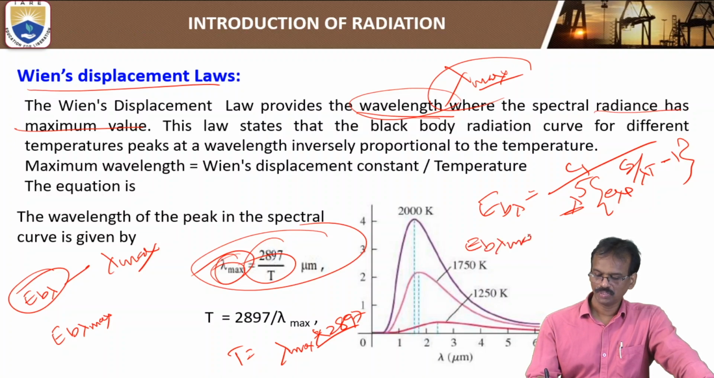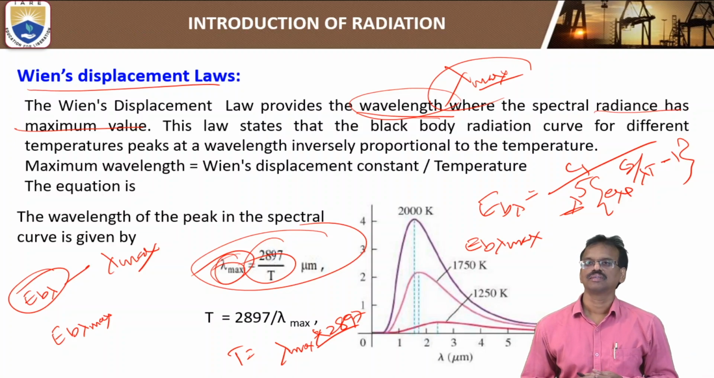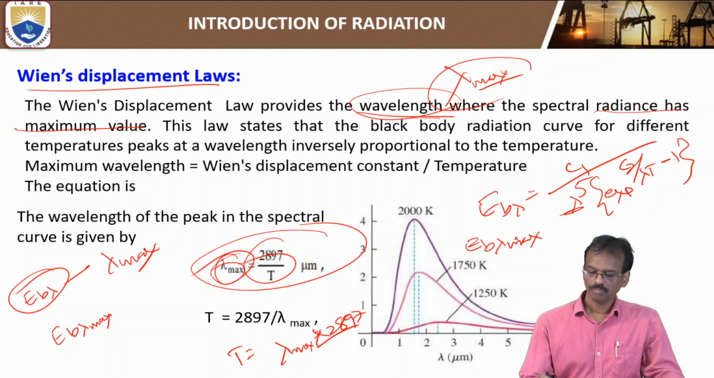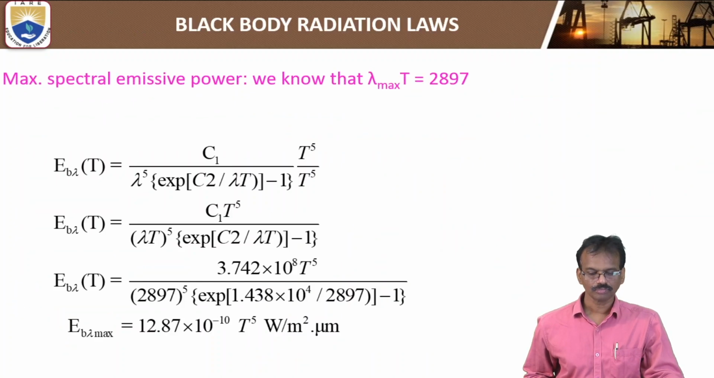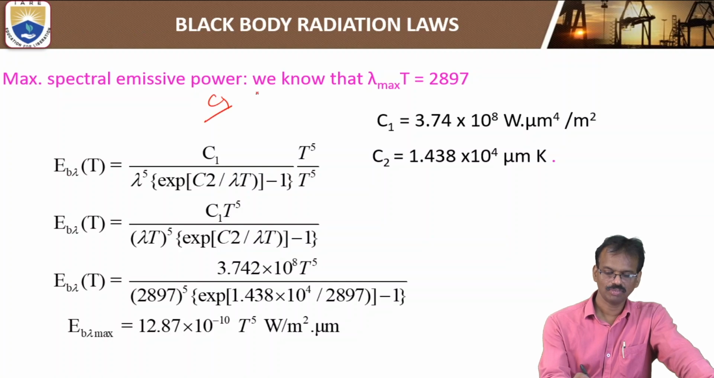It means maximum monochromatic emissive power or maximum spectral emissive power. You can see here also, you know that formula. What is the formula? Just Max Planck's law formula, that is C1 by lambda to the power of 5 into exponential of C2 by lambda T minus 1.